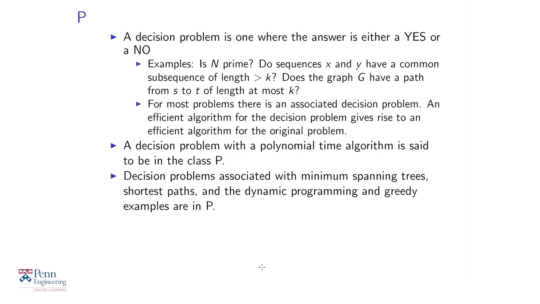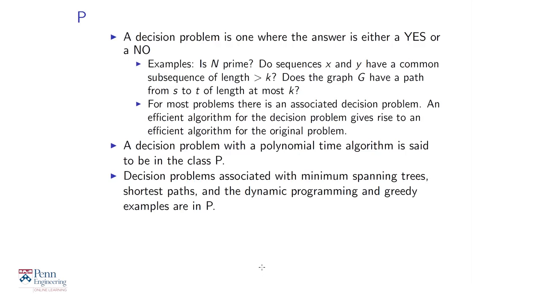Just to be concrete, what is the decision problem associated with minimum spanning trees? Well, the problem of minimum spanning trees, as we studied it, was not a decision problem. It was, given a weighted graph, find a minimum spanning tree in the graph. That's not a yes-no question. But we could change it into a related yes-no question by saying, given a weighted graph and a number k, is there a spanning tree of weight at most k?